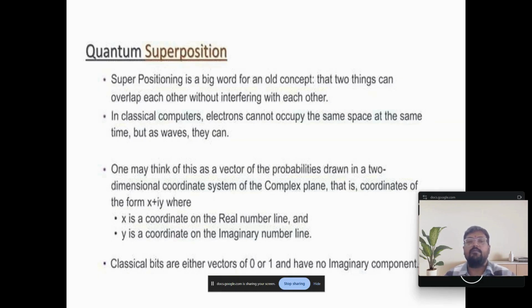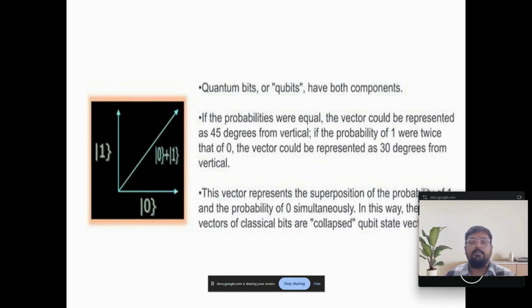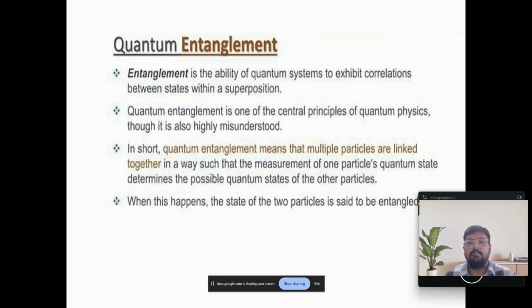One may think of this as a vector, with probabilities drawn in a two-dimensional coordinate system, a complex plane, where coordinates take the form x plus iy. X is a real number and y is an imaginary number. Classical bits are either 0 or 1 and they don't have any imaginary part. If you observe here in a qubit, 0 and 1, the real axis is taken as real and the other as imaginary. So this wave can exist in between 0 and 1 at any vector representation.